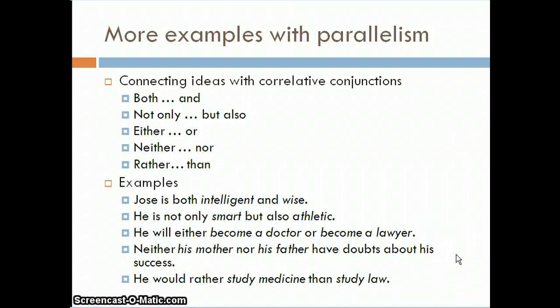Neither his mother nor his father have doubts about his success. In this example, we have nouns, mother and father. And then one more example. He would rather study medicine than study law. So you can see how we're maintaining a similar structure, how it's parallel grammatically.